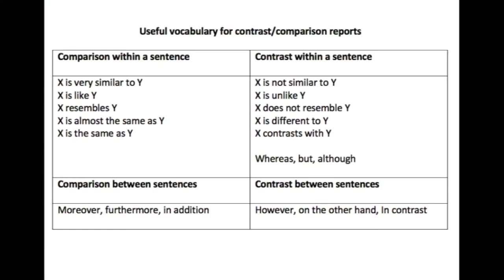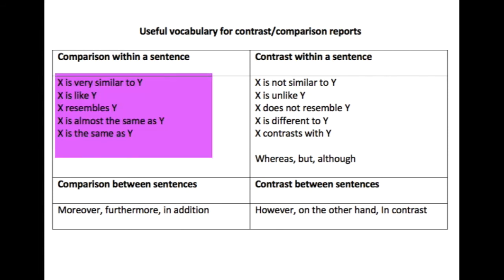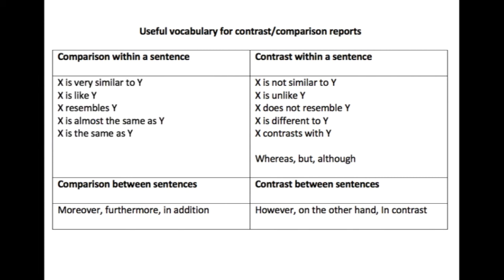Here are some examples for comparison within a sentence. X is very similar to Y, X is like Y, X resembles Y, X is almost the same as Y, and X is the same as Y. And we can also do comparison between sentences using these words such as moreover, furthermore, in addition.